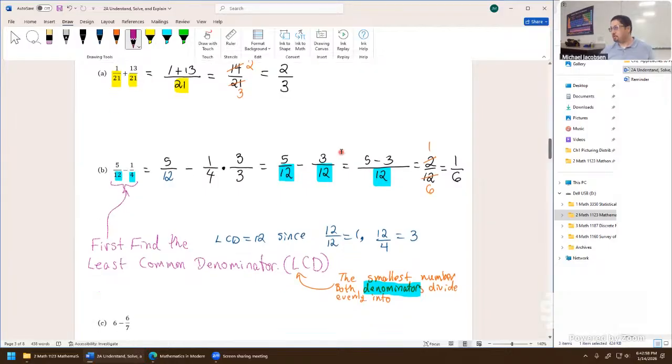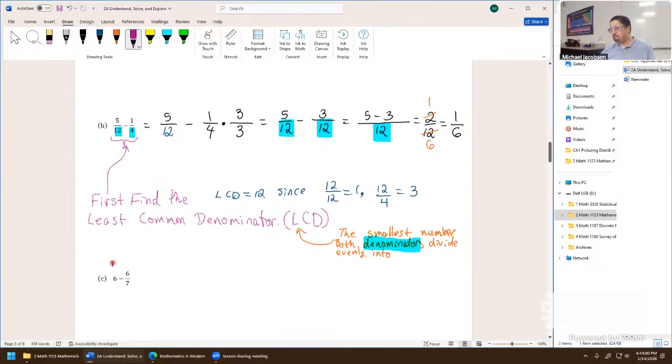Okay, let's try this out once more. Part C is again one of those slightly more annoying problems because now we're taking an integer, a whole number 6, minus an actual fraction, 6 over 7. But our strategy all along has just been, you can revisualize this by promoting the whole number 6 to a bona fide fraction. So that 6 there can be rewritten as 6 over 1 minus 6 over 7.